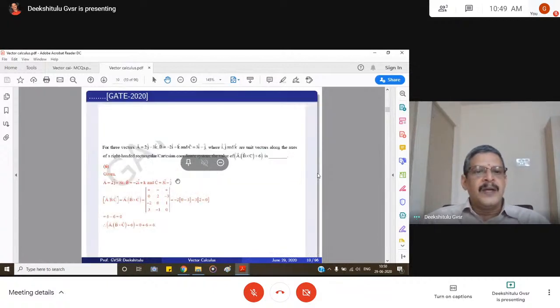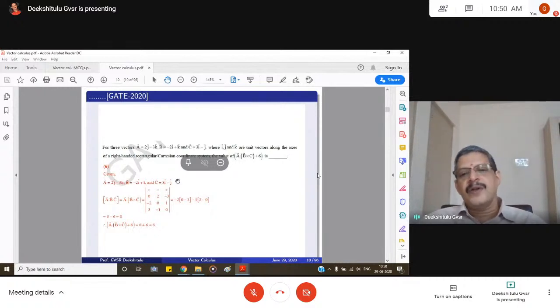Another question, GATE 2020. Most of the slides I have taken from Day-4 with due credits, and thanks to Day-4, I have taken some questions from this. I have scanned some questions from that. This is from the Day-20 problem. For three vectors A is equal to 2j minus 3k, B is equal to minus 2i plus k, C is equal to i minus j, where i, j, k are unit vectors along the axes of a right-handed rectangular Cartesian coordinate system. That's what we mean basically.